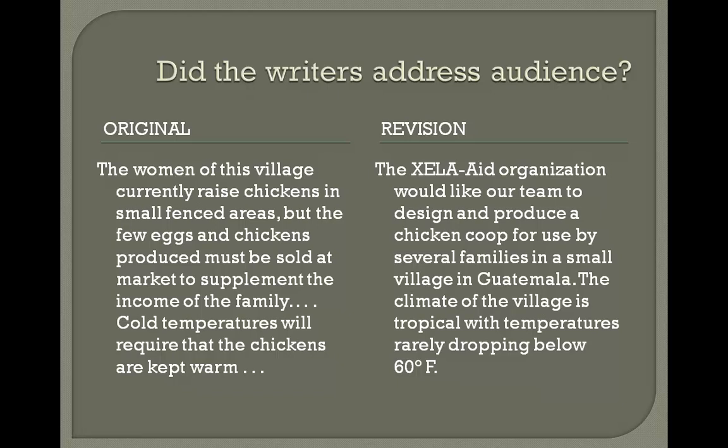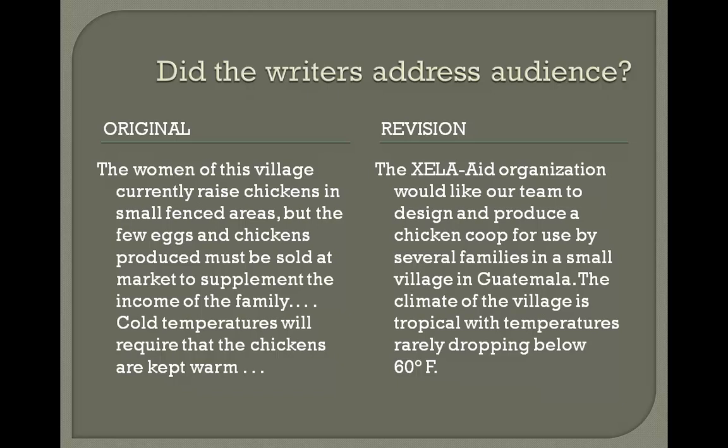So we're looking at sample problem statements. The original is on one side, and if you recall this way back from last fall, it's a little bit messy. It starts out at the very beginning saying, "The women of this village currently raise chickens," and all of a sudden the audience is going, "Huh? What? What women? What village? What's going on?" So our problem statement here doesn't address audience. It doesn't give us enough context for what this problem statement is trying to accomplish.